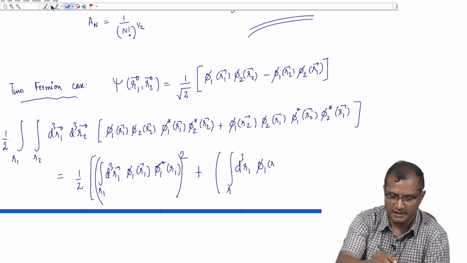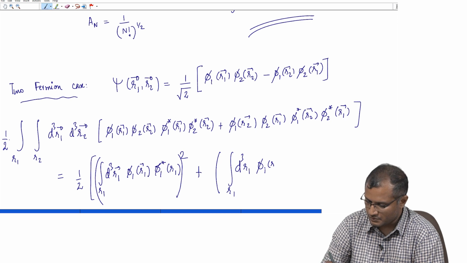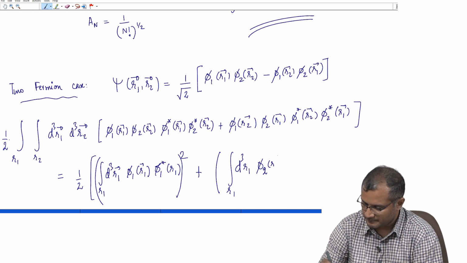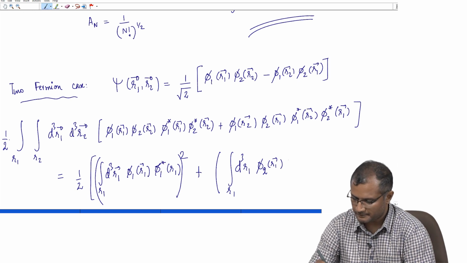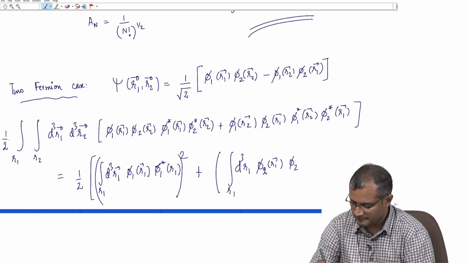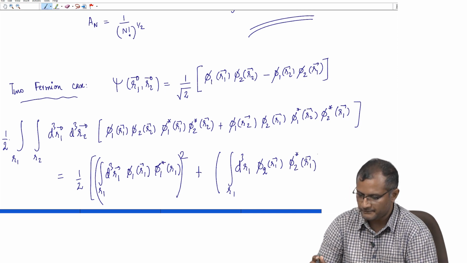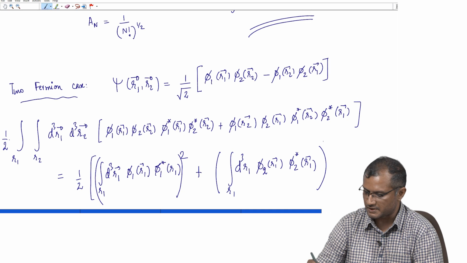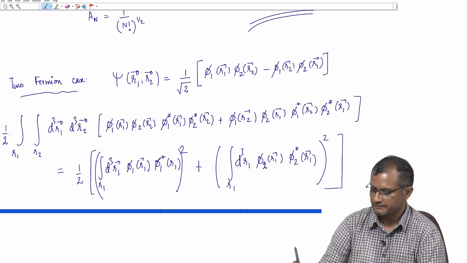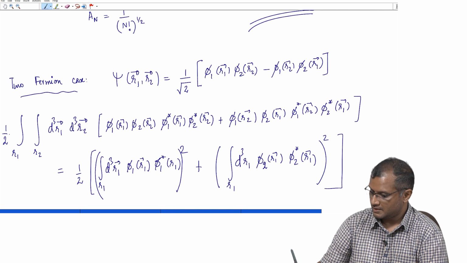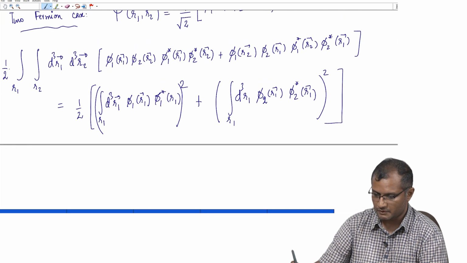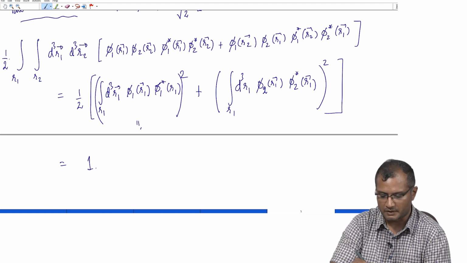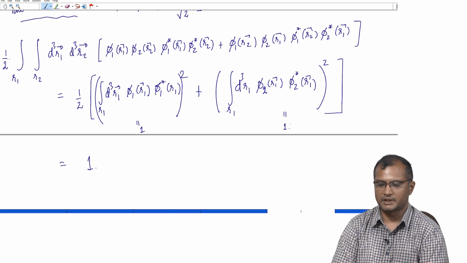If I want to do it on r1, then I have to choose phi 2 here. And the other integral is basically a definite integral of the same type. So, there is nothing but the square of this integral. Is it okay? Because r1 and r2 are independent, I can write a square of that, which is nothing but 1, because each one of them is 1 from the orthogonality.